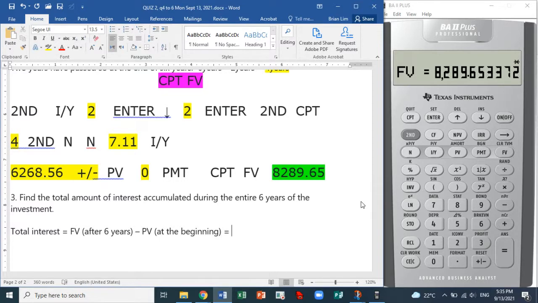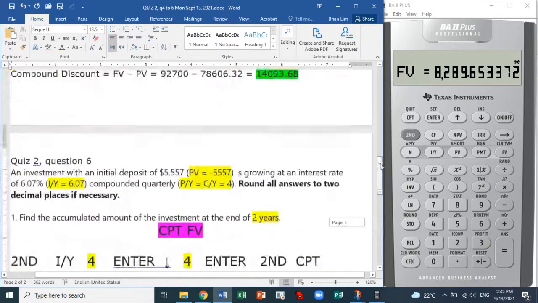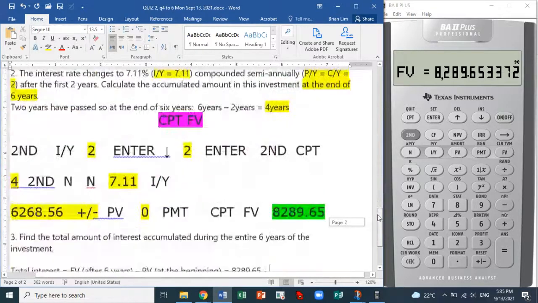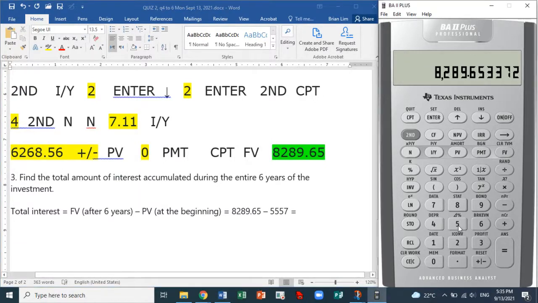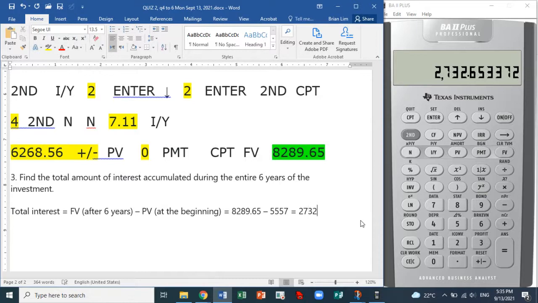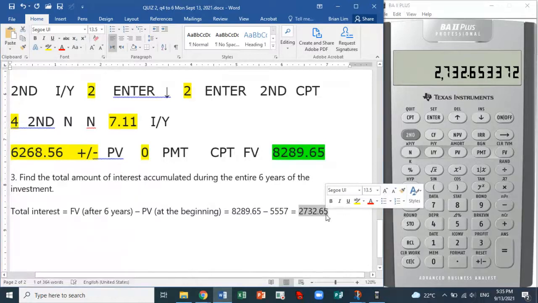So what are the numbers? 8289.65 minus, what did we start with? We started with 5557. Okay, 5557. So we do that. We have 8289.65. We subtract 5557, and the answer is 2732.65. Okay, so this should be the answer.